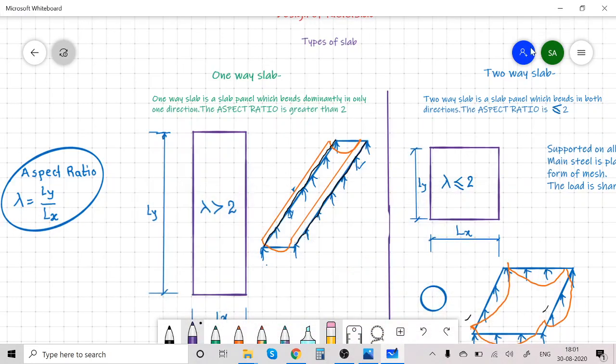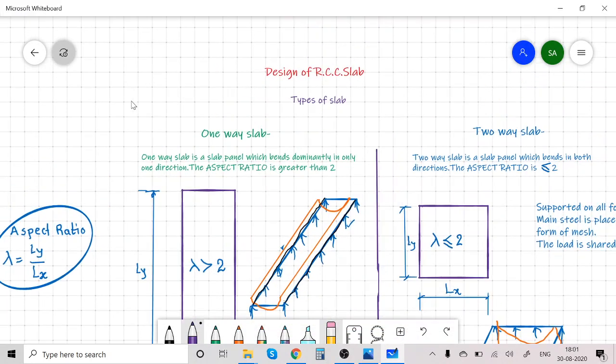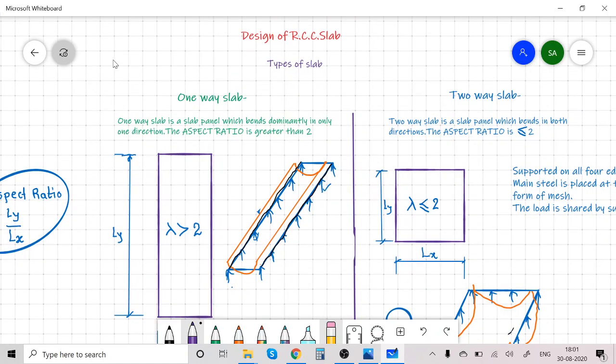Hello student. Today we will see the important chapter of RCC design subject, that is design of RCC slab. We will consider first what are the different types of slabs. First is one way slab. As the name suggests, the slab bends in only one direction. That is known as one way slab.